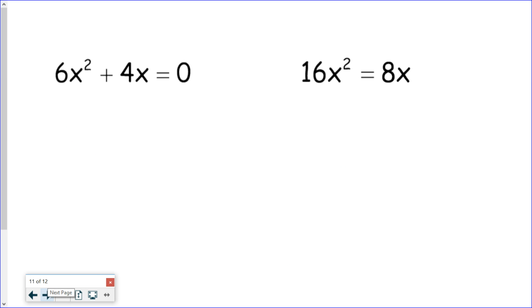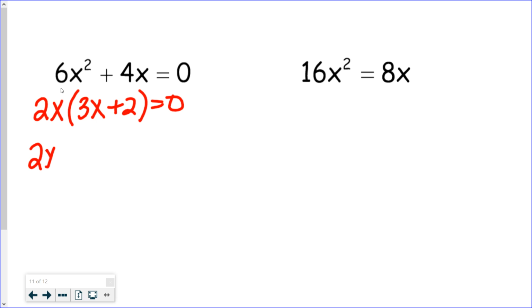All right, let's try these two. What's my common factor here? They both have a 2 in them. They both have an x in them. If I take out 2, 6 divided by 2 would be 3 with one more x. 4 divided by 2 would be 2, and we take the x out. So I get 2x is equal to 0, or 3x plus 2 is equal to 0.